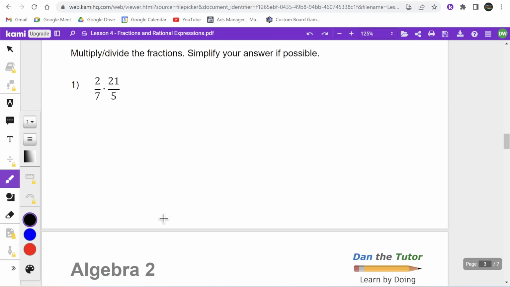So again, same idea. When I have this, the first thing I'm going to ask myself is, does anything reduce in the numerator and denominator? The answer is yes, because 21 and 7 are both divisible by 7. 21 is going to reduce to 3, and 7 is just going to reduce to 1 when you divide both by 7. And then 2 and 5 do not reduce, so don't try to. It won't work. So in other words, in the numerator, I now have 2 times 3. In the denominator, I have 1 times 5. And then this is super easy. The answer is going to be 6 over 5 when you multiply across. Any questions on that first one?